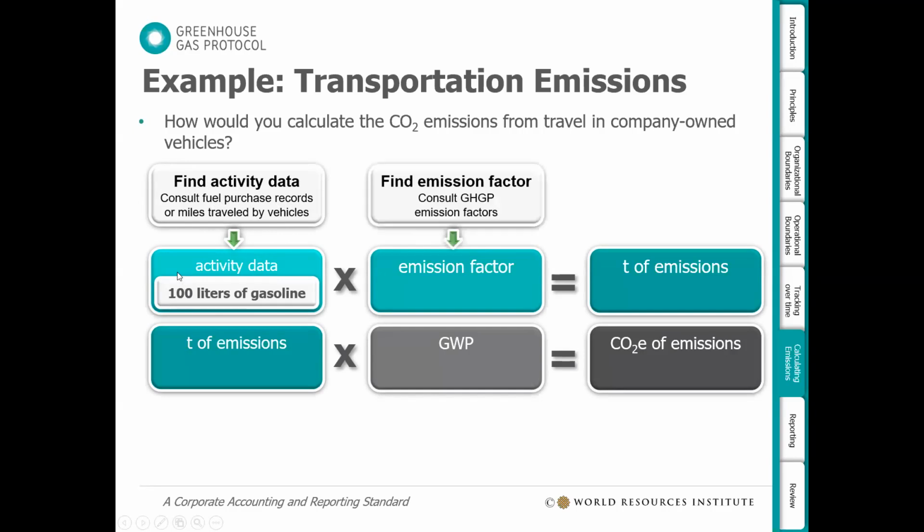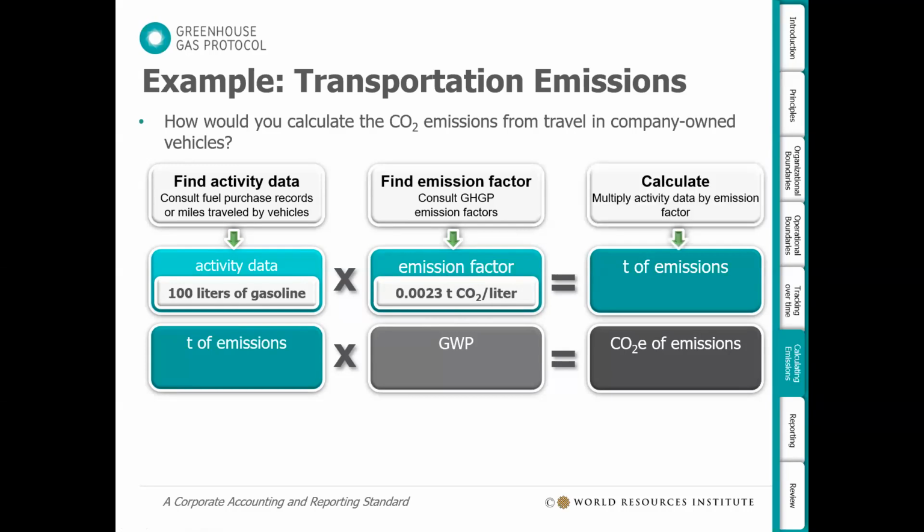The second step is to obtain an appropriate emission factor. Here the company consults the emission factors from, say, the GHG Protocol website and determines that the appropriate emission factor is as follows, as shown on this slide. The next step is to calculate the emissions in units of carbon dioxide. So we multiply the activity data by the emission factor, and 0.23 tons of carbon dioxide were emitted.